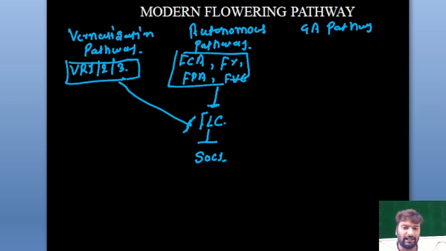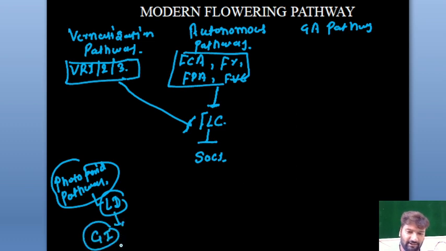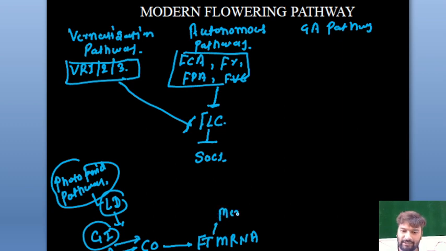And there is one pathway that is called the photoperiod pathway. In this pathway, the long day conditions induce the GI gene, Gigantea, which promotes the CONSTANS flowering gene in the presence of phytochrome A, and this gene activates the flowering locus T mRNA, which moves to the meristem cells.